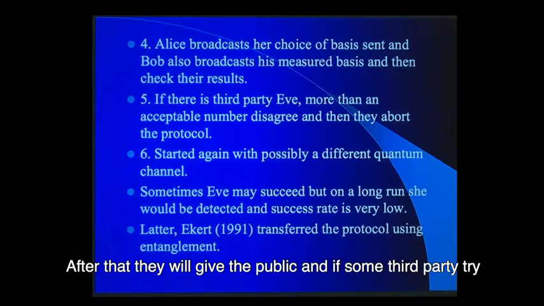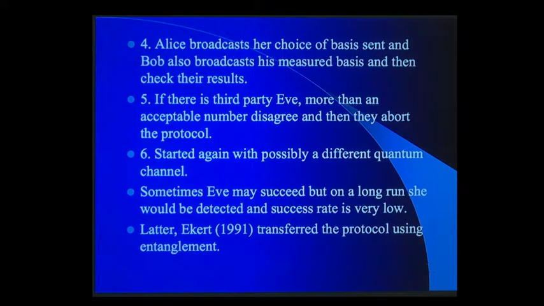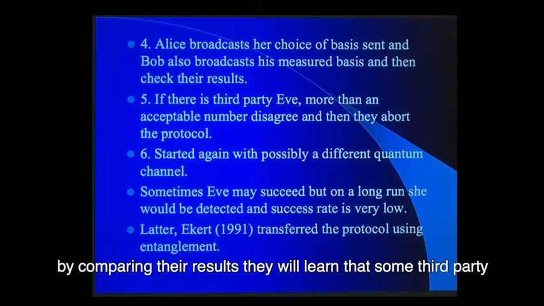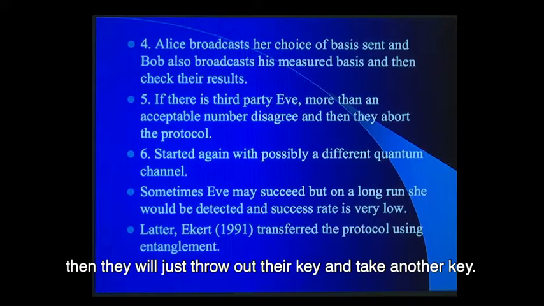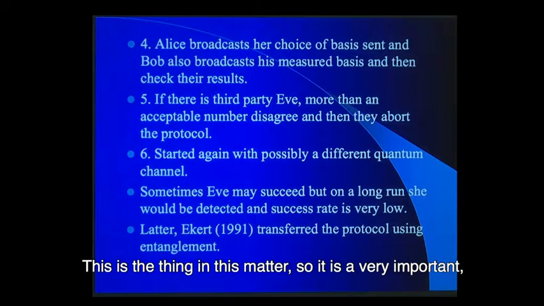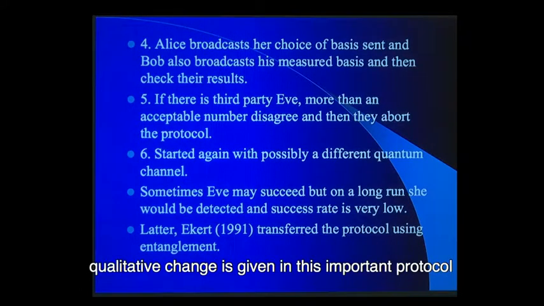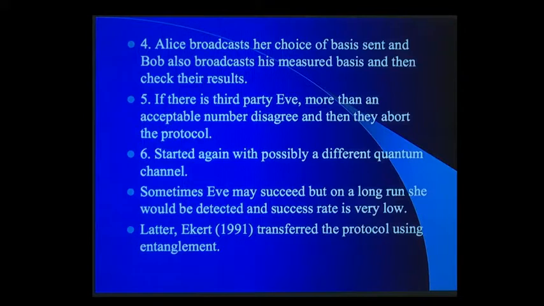After that, they go public, and if some third party tries to intervene in the intermediate time, by comparing their results they will learn that some third party is trying to intervene in this process. Then they will just throw out their key and take another key. This is the idea in this matter. So, it is a very important qualitative change given in this important protocol by Bennett, Brassard and others.